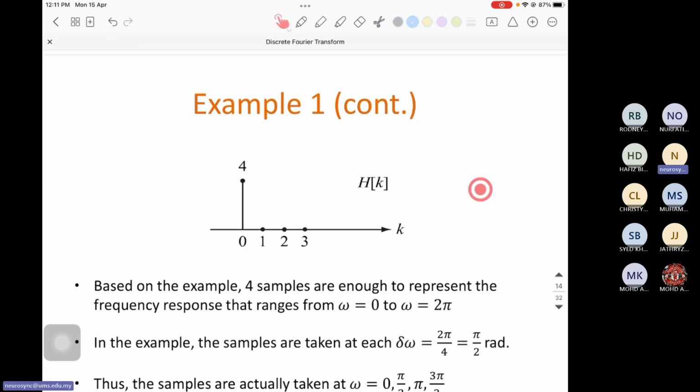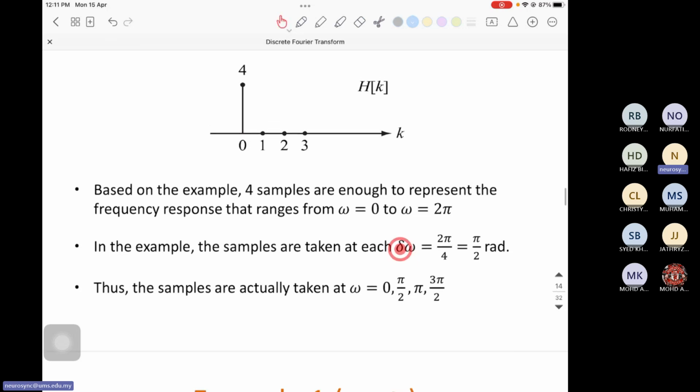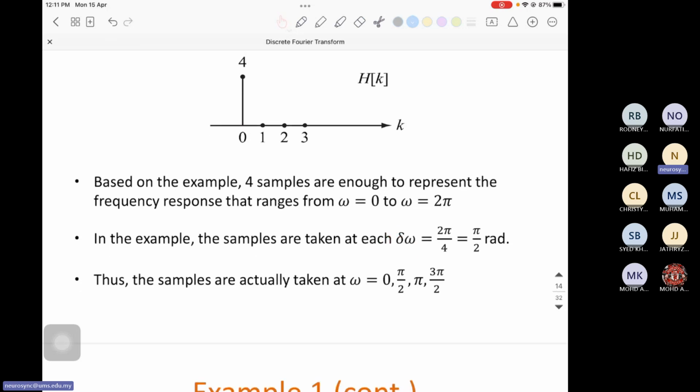Okay, so here these 4 samples are enough to represent the frequency response in the range from 0 to 2 pi. We have taken a sample at each delta omega, and this delta omega is nothing but 2 pi by 4, which is equal to pi by 2 radians. So at each pi by 2 radians, we have taken this sample.